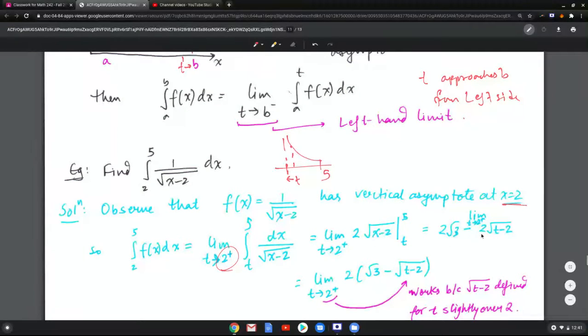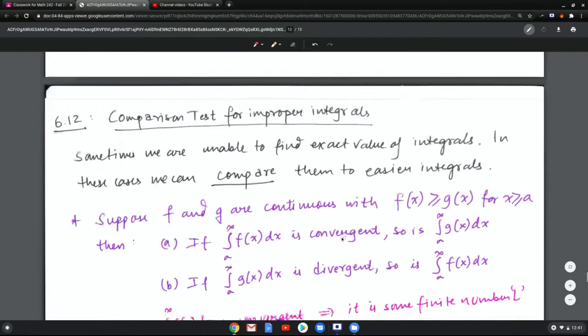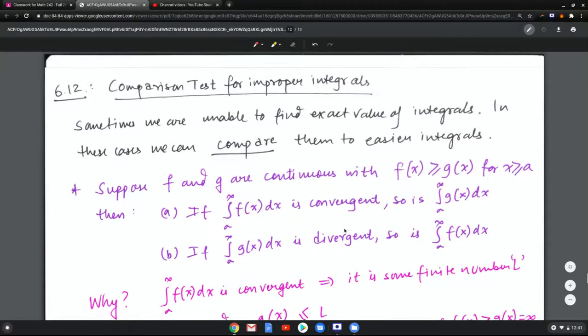You carry on the integration, replace by t, and you end up with this limit, which is fine because as long as t is approaching from the right side, t minus 2 is positive. So the square root is well defined and it approaches 0. So this thing approaches 0. And I'm left with 2 square root of 3. This is just an application of improper integral.